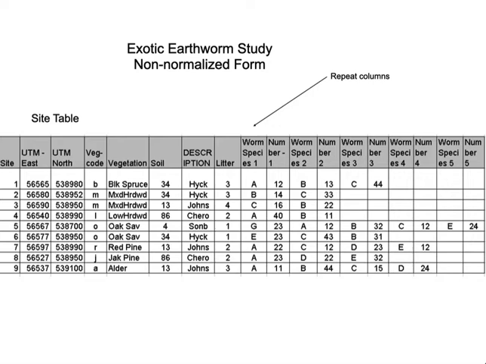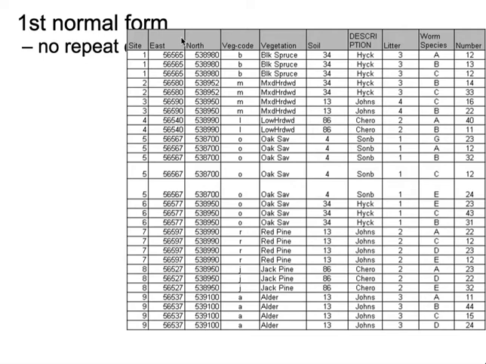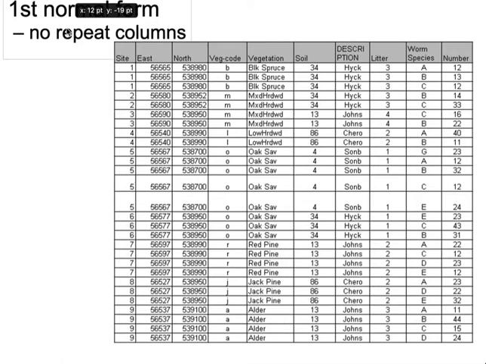And remember, what's the first thing we do? Identify the repeat columns, and we put those into redundant rows. And so it's the worm species that we have here in number, worm species and number, up to these 5 different kinds we can have. And so, again, we remove the duplicate columns to create first normal form. And so for each of the observations of the types of worms, we're going to put the data in here, copying the data that isn't associated with the worms. And so no repeat columns. Well, so here we have this no repeat columns in first normal form.